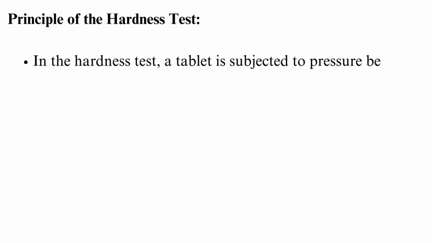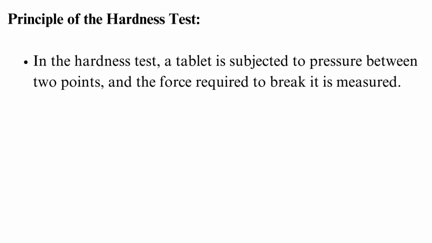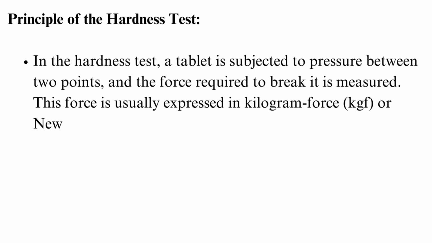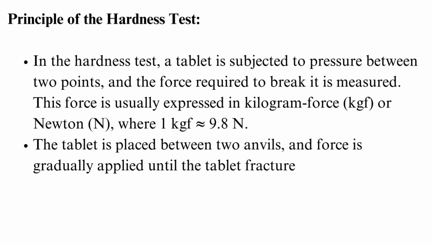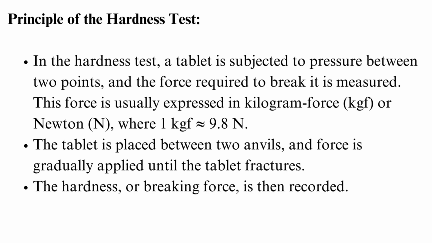Principle of the hardness test. In the hardness test, a tablet is subjected to pressure between 2 points, and the force required to break it is measured. This force is usually expressed in kilogram force or Newton, where 1 kgf equals 9.8 N. The tablet is placed between 2 anvils, and force is gradually applied until the tablet fractures. The hardness, or breaking force, is then recorded.